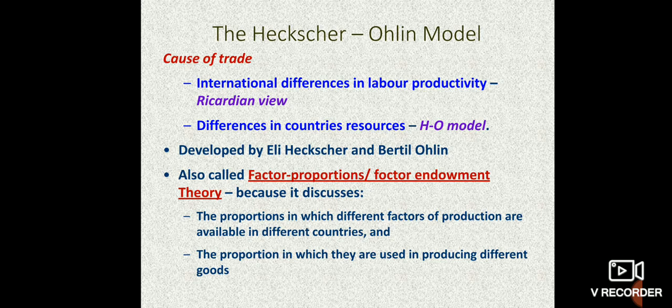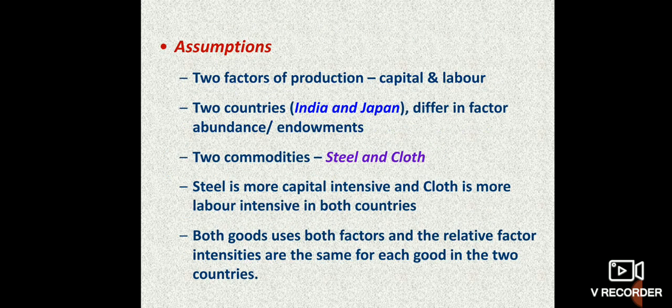Developed by Eli Heckscher and Bertil Ohlin, it is also called the factor proportion theory or factor endowment theory, because it discusses the proportions in which different factors of production are available in different countries and the proportions in which they are used in producing different types of goods. The assumptions are two factors of production, capital and labor, and two countries, India and Japan, or we can say country A and country B, that differ in factor abundance or endowments. Here the availability of the factors of production, capital or labor, is different in both countries.